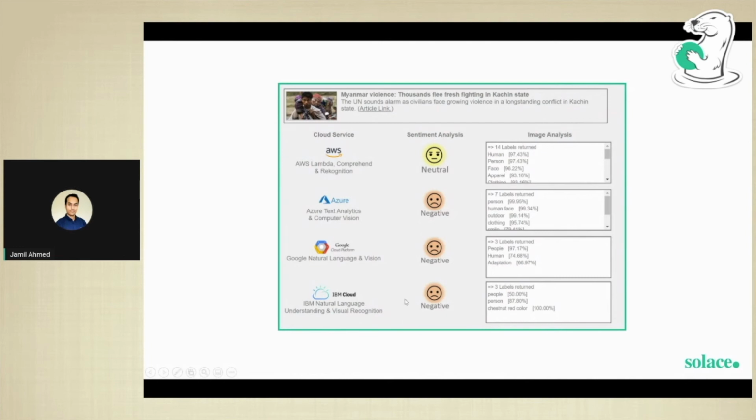IBM, they actually promote themselves as being stronger as far as sentiment analysis and natural language processing goes. So I do expect to see a bit more accurate sentiment analysis. So we'll see some results on that. What did they go for in terms of labels? So people, person, chestnut red color. Okay, so that might be useful for somebody, but oddly enough that's the 100% confidence score for that label. That's 100% sure there's chestnut color in there.